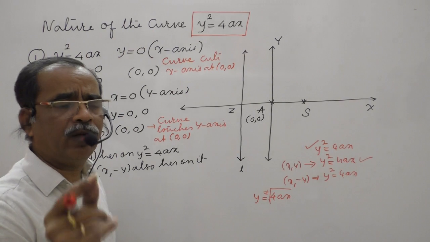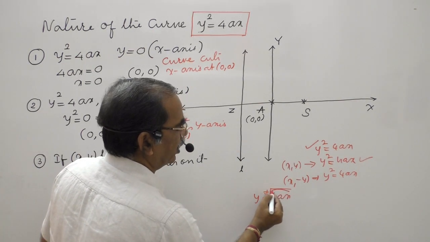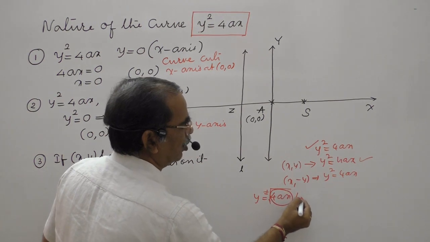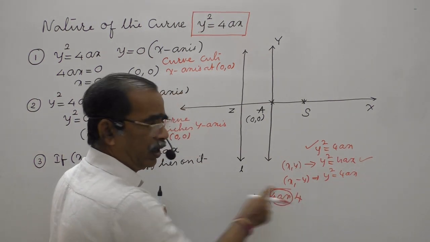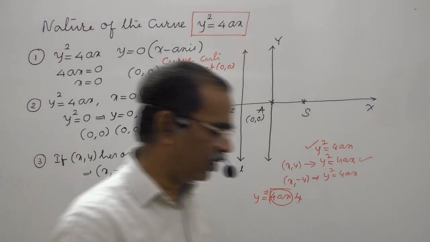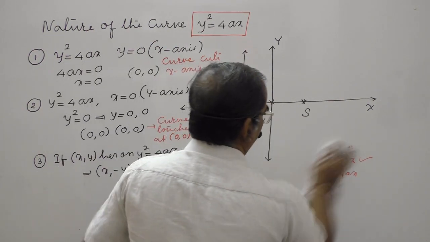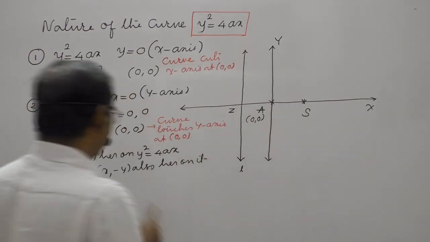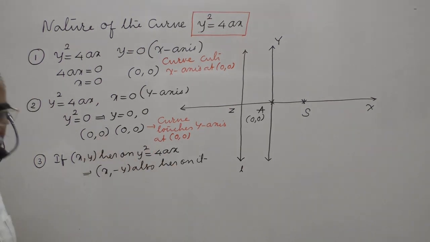For example, if you take x equal to some positive number, say this entire 4ax is equal to 4, suppose. What is y? y is plus or minus 4. Therefore, for every positive x value, there will be 2 y values. So if x comma y lies on the curve, then x comma minus y also lies on it.